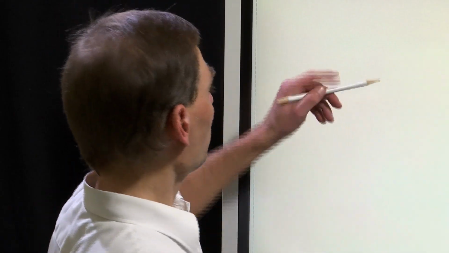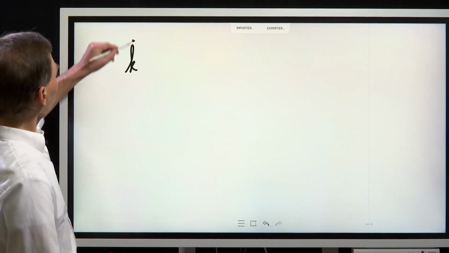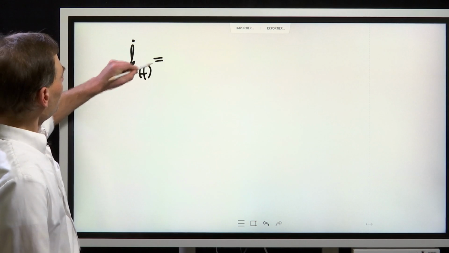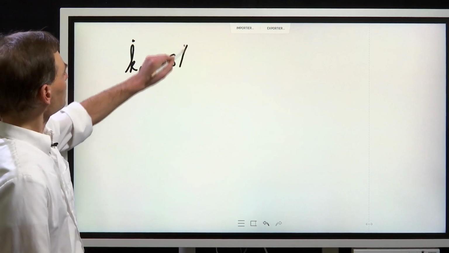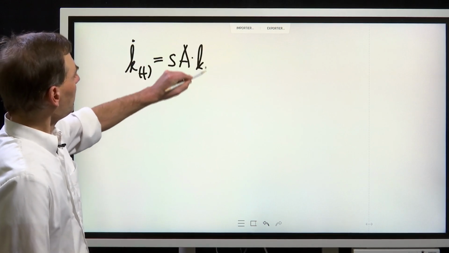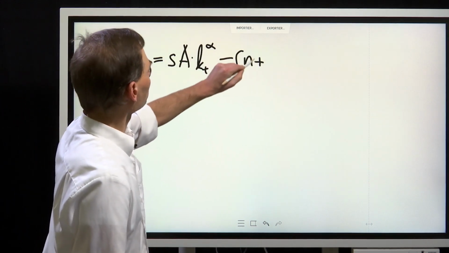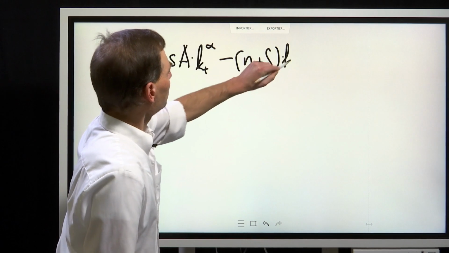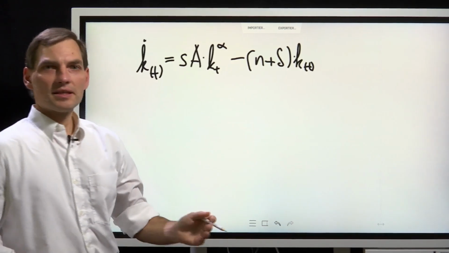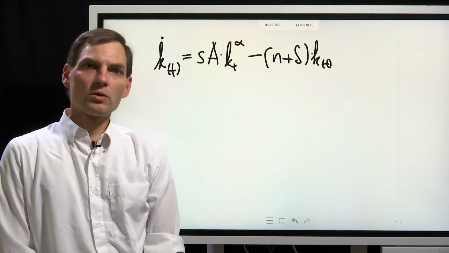Today we are going to talk about ordinary differential equations, and we will study in particular the ordinary differential equation of the Solow-Swan model. The Solow-Swan model has the following form. The change of the capital-labor ratio equals the saving function s times A times k(t)^alpha minus the depreciation function. This differential equation is the key element of the Solow-Swan theory.